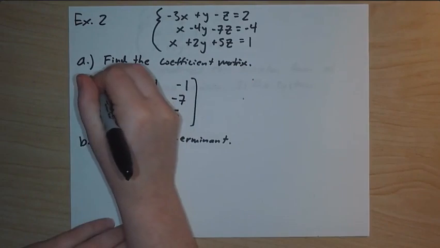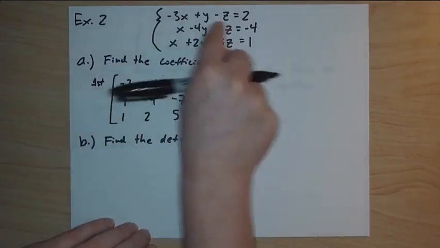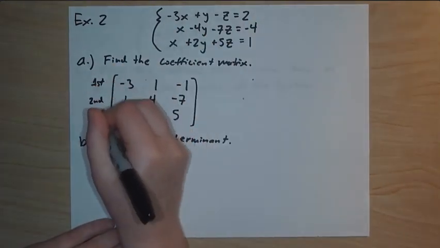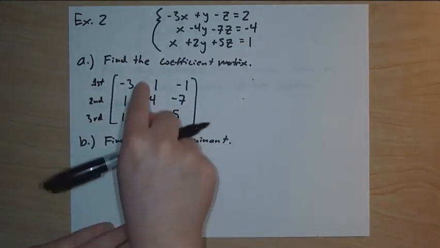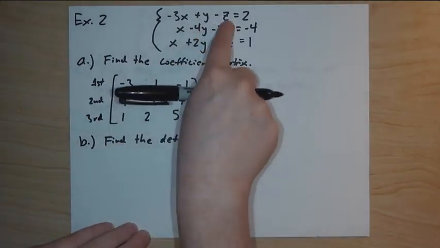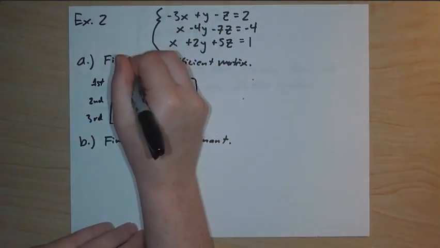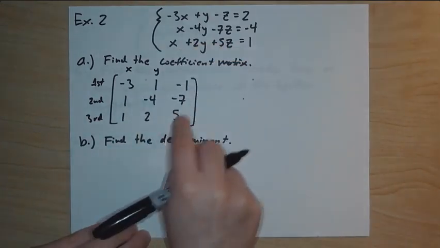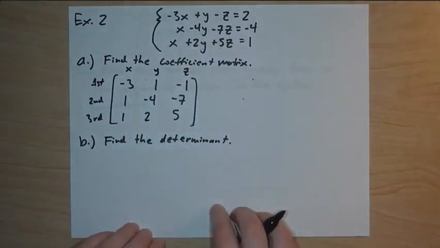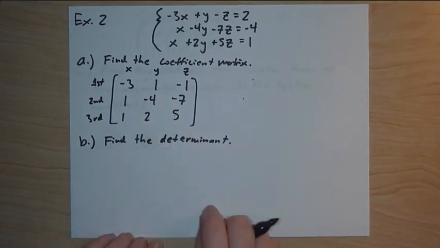So again, this first row is the first equation, second row is the second equation, and the third row is the third equation. And each column corresponds to each variable. So this is the x column, this is the y column, and this is the z column. So this is our coefficient matrix.